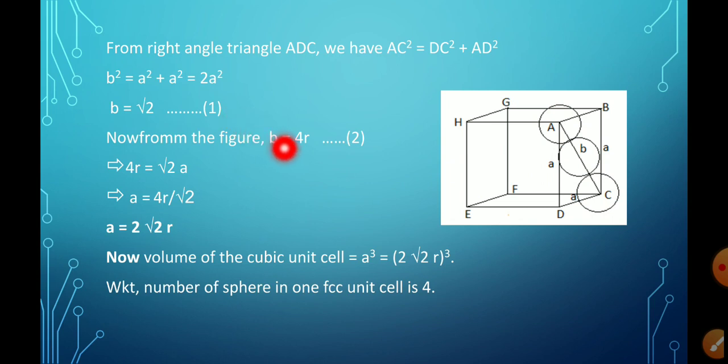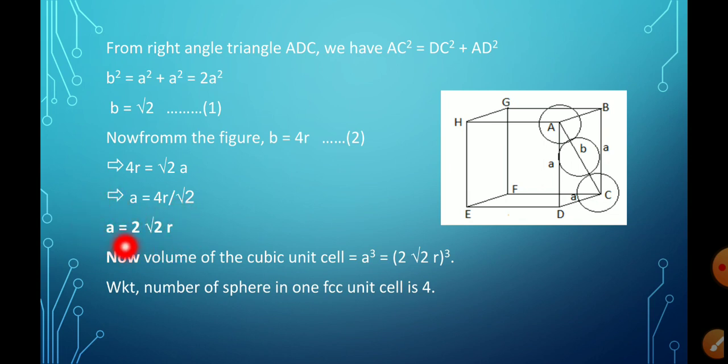When we substitute b is equal to 4R in equation 1, what happens? 4R is equal to root 2 a. Therefore, a is equal to 4R divided by root 2. When we simplify this, 4 is equal to root 2 into root 2 into root 2 into root 2. So 4 times root 2, one root 2 and another root 2 get cancelled. Therefore, it is 2 root 2 R. a is equal to 2 root 2 R.